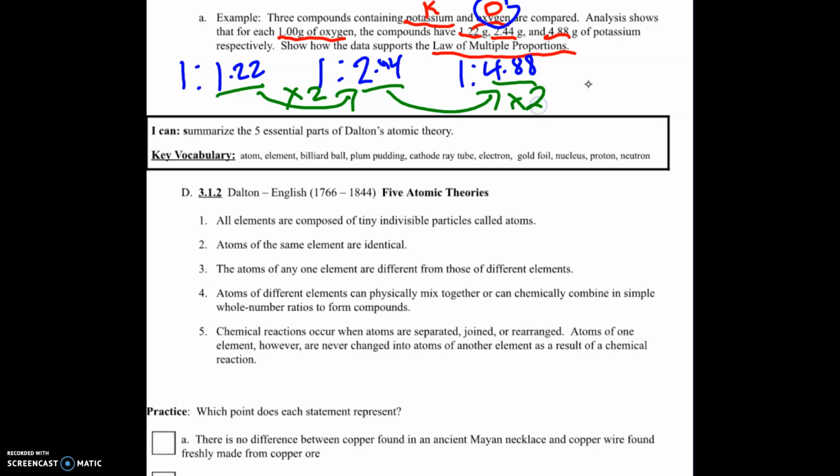So what that really means is if we did some math here and we divided out each of these numbers by 1.22. This first example, well, that would be 1 potassium. The second example, if I took 2.44 and divided it by 1.22, I would get 2 potassium. In my third example, if I took 4.88 divided by 1.22, I would get 4 potassium. So I have 3 different compounds. They all have oxygen, but one compound has 1 potassium, 2 potassium, 4 potassium.